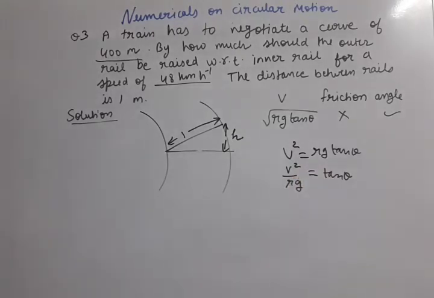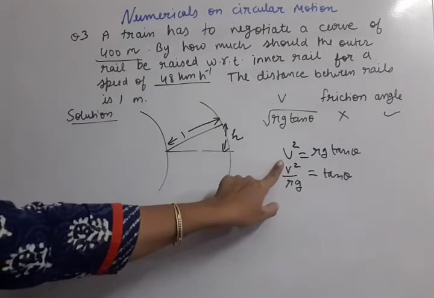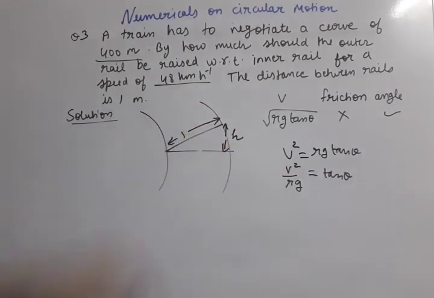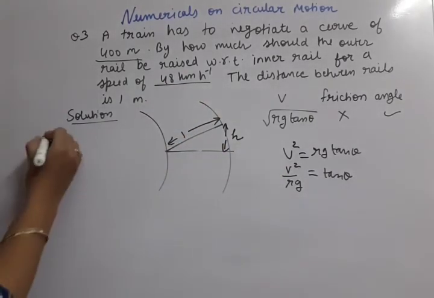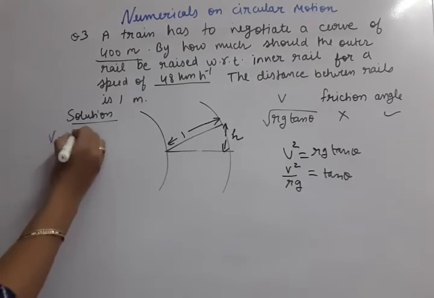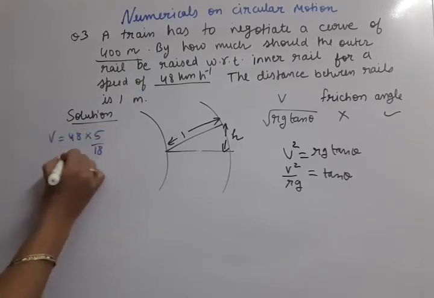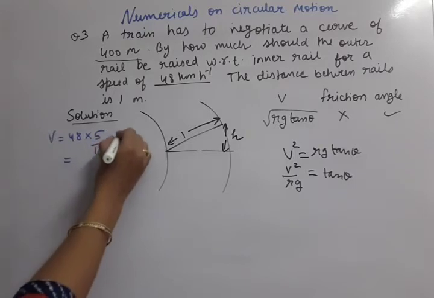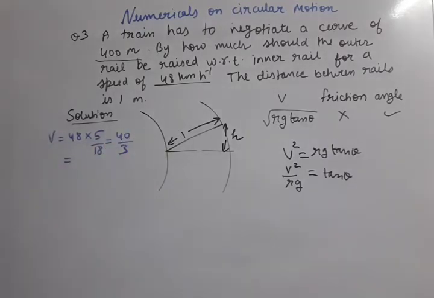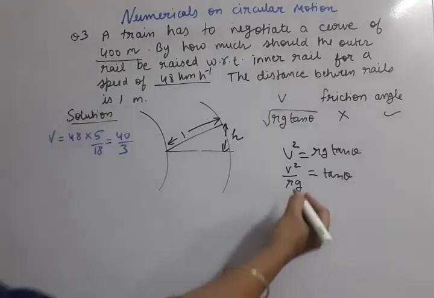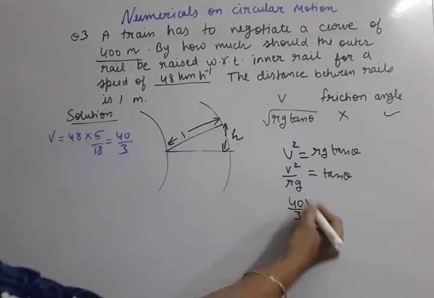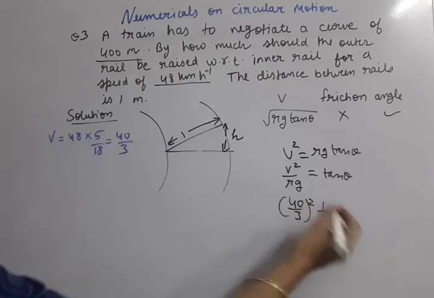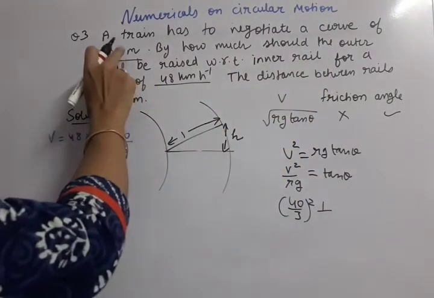So I am going to put in the values. Velocity is given as 48, so we need to first convert it. Velocity 48 into 5 by 18, to convert it into meter per second, will finally come equal to 40 by 3 meter per second. So velocity is 40 by 3, you can check the solution, upon r. What is the radius of the curve? 400 meter.